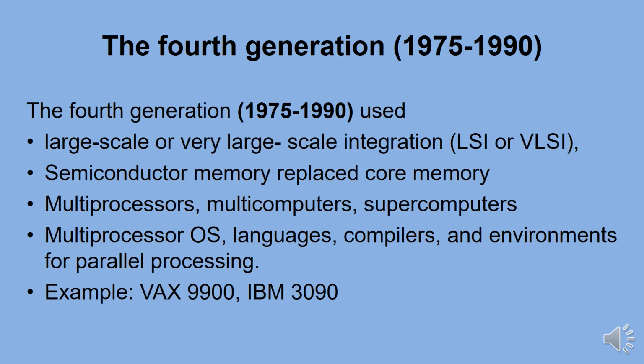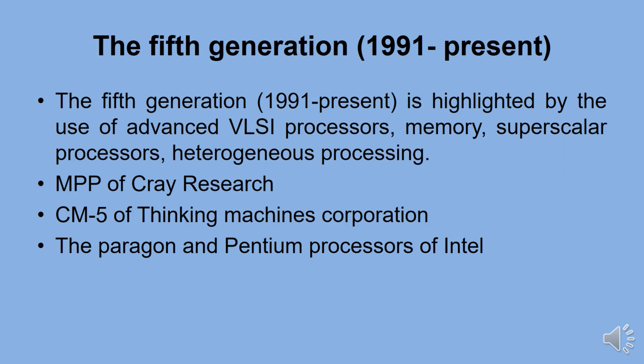Between 1975 to 1990, we had the fourth generation of computers, which began to use large scale or very large scale integrated circuits. Parallel computers in various architectures appeared in the fourth generation using shared or distributed memory. Example, VAX 9000 and IBM 3090. The fifth generation of computers started in 1991, which uses advanced VLSI and massively parallel processing.